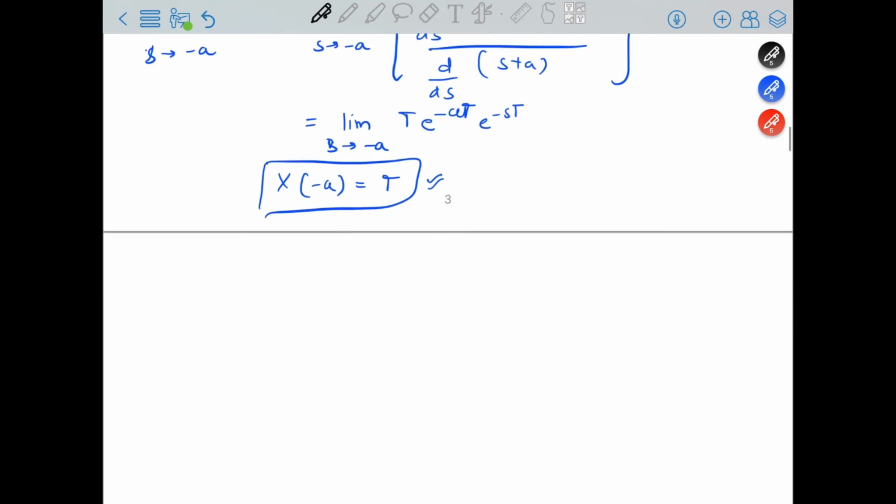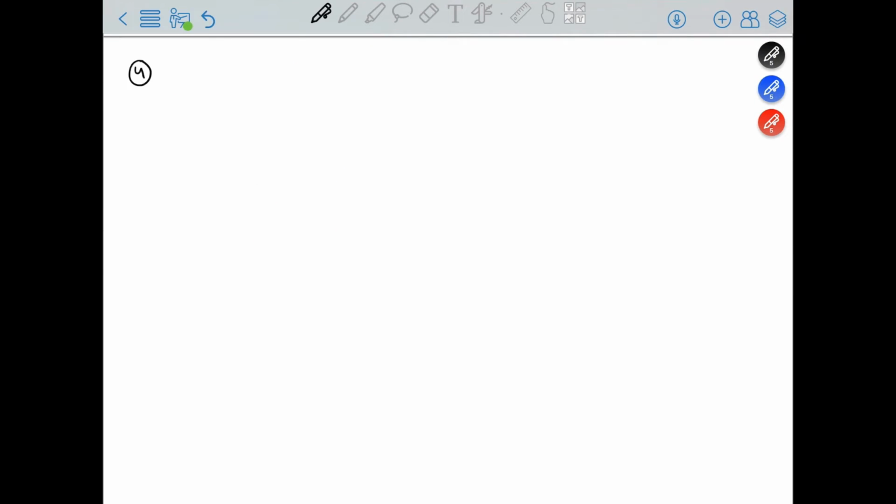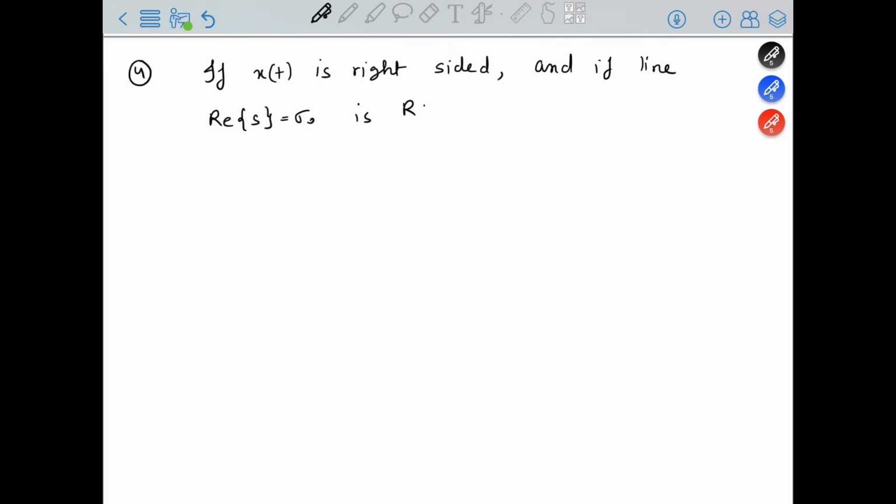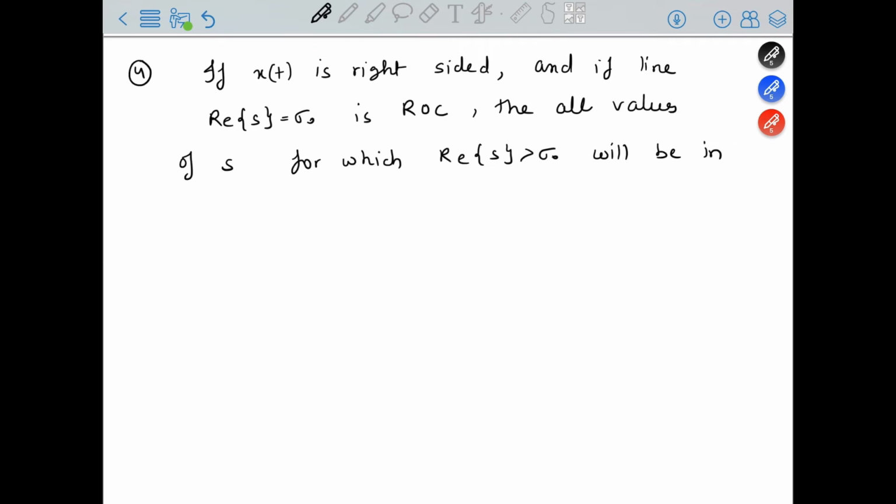Now we will move on to our fourth property. The fourth property is defined as: if x(t) is right sided, and if the line real part of s is equals to sigma naught, so we have taken a specific value of sigma which is equal to sigma naught, is in ROC, so we are telling that this value is in ROC, then all values of s for which real part of s is greater than sigma naught will be in ROC. So this is quite intuitive, you can directly understand.